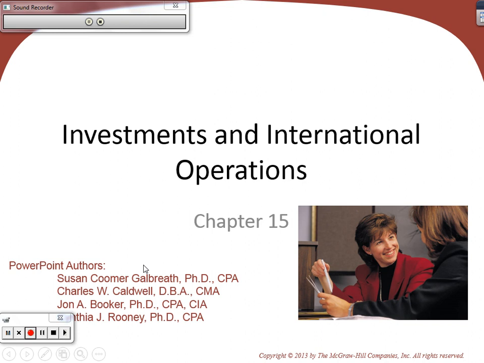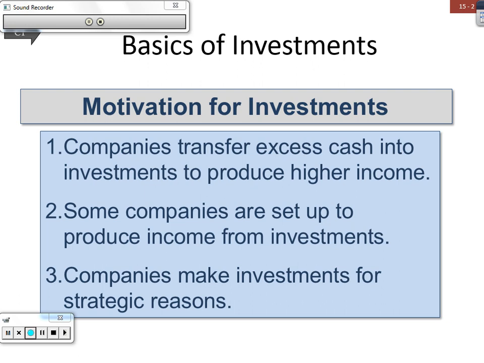So let's just talk about the basic components or parts of investments. The purpose of investments is that people or companies invest in other things so that they can make more capital, more income. Some companies are already formed to produce income or have a return on their investments. And a lot of companies, on the other hand, might make investments for strategic reasons, meaning that they have some strategies going forward of what they need to invest in.